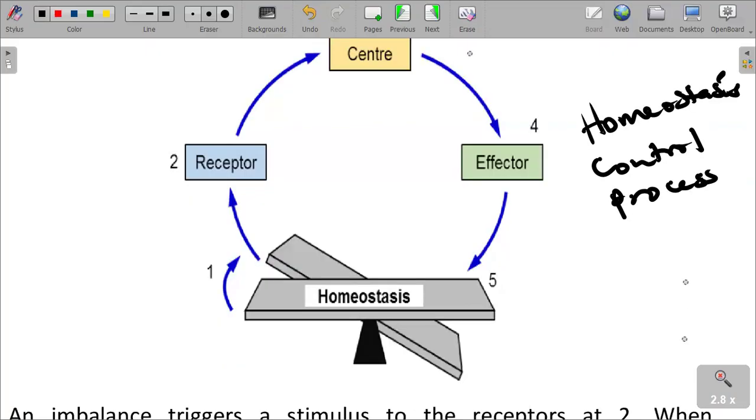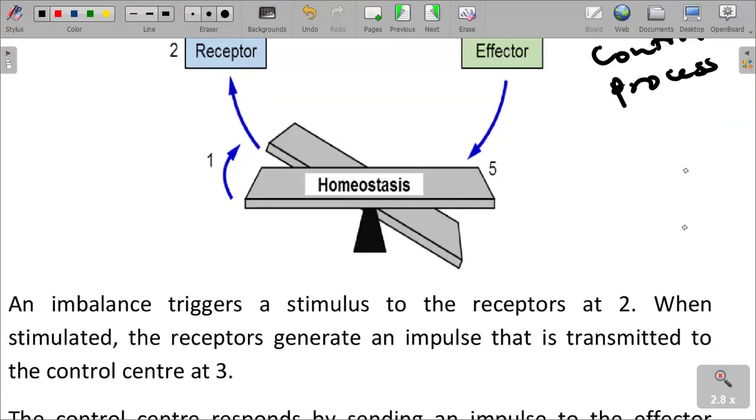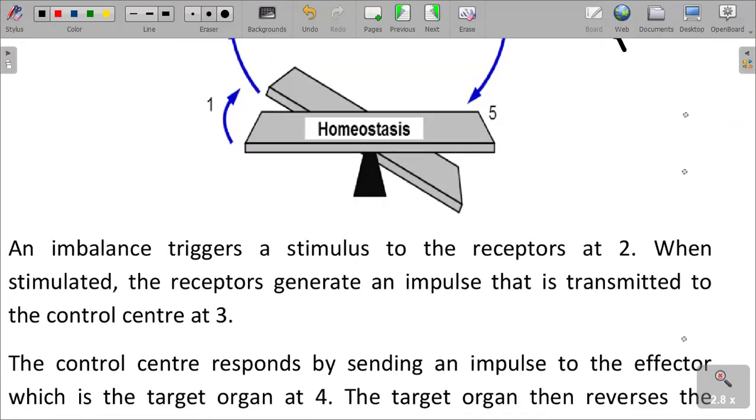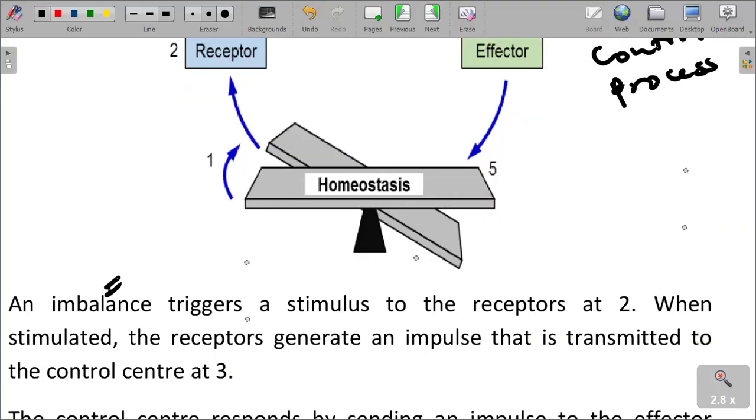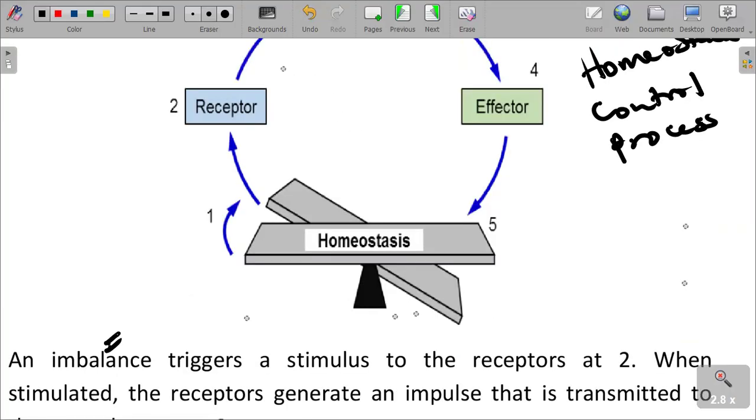So I want us to quickly look at this. What happens here is that an imbalance triggers a stimulus. We said that deviation or that fluctuation triggers a stimulus to the receptors at 2. An imbalance which is detected triggers the receptors at 2. When stimulated, the receptors generate an impulse that is transmitted to the control center at 3. So the receptors are stimulated and then they generate an impulse.